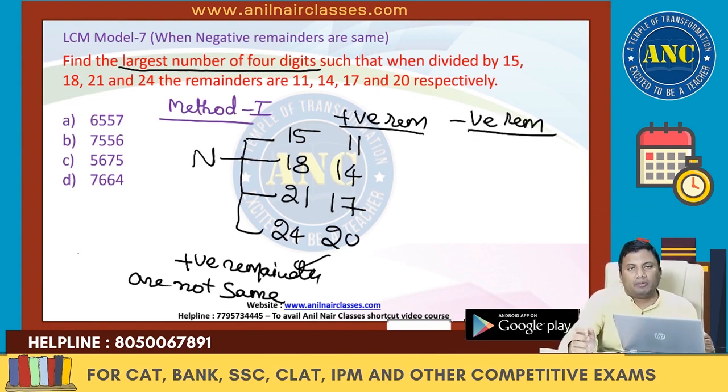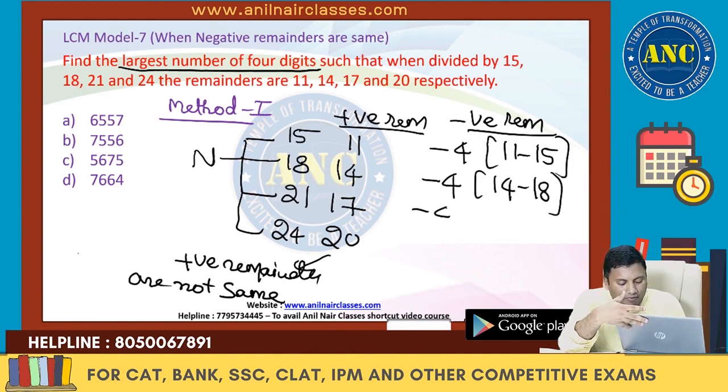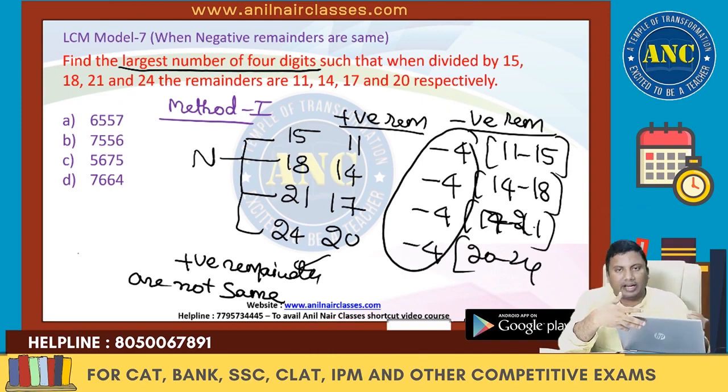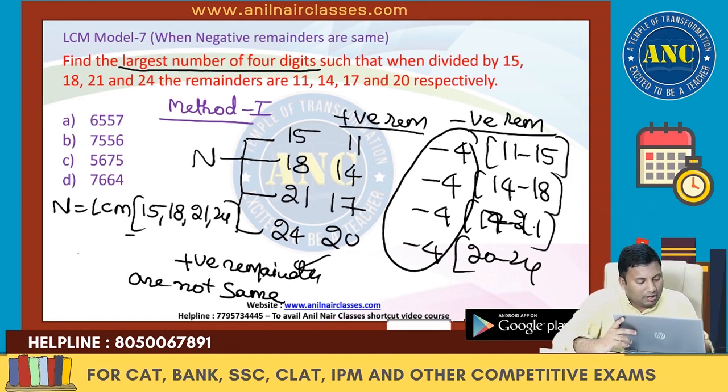How to get the negative remainder from the positive remainder? Subtract it from the denominator. 11 minus 15 is minus 4. 14 minus 18 is minus 4. Subtract it from the denominator, this is again minus 4. This is again minus 4. 20 minus 24: in all the cases, I got the negative remainder minus 4. So the number is divisible by LCM of 15, 18, 21, 24, minus 4.